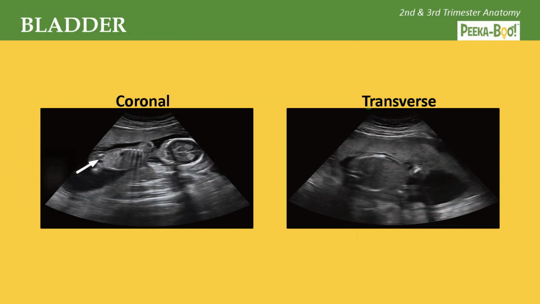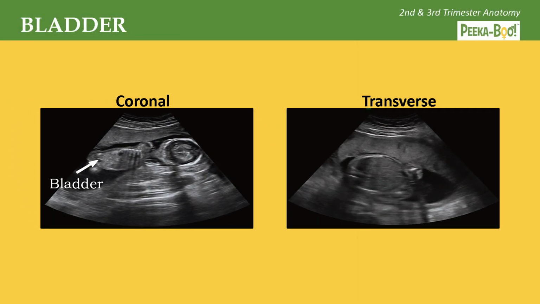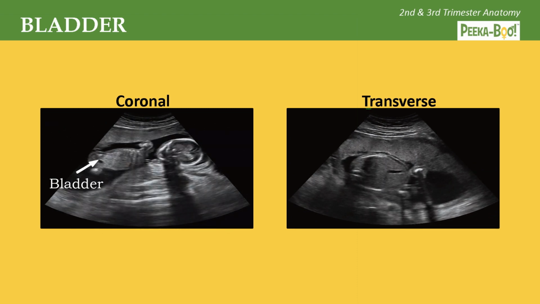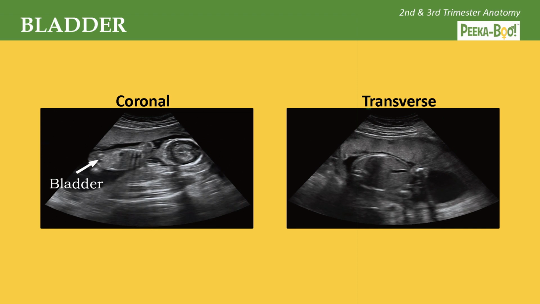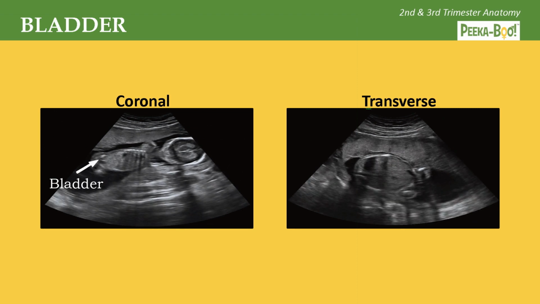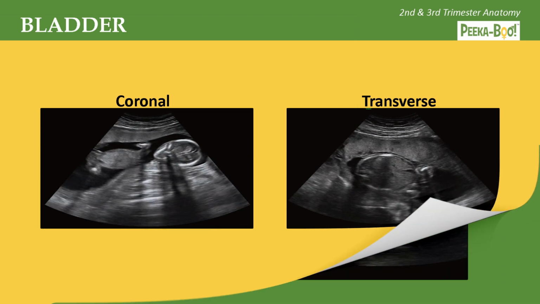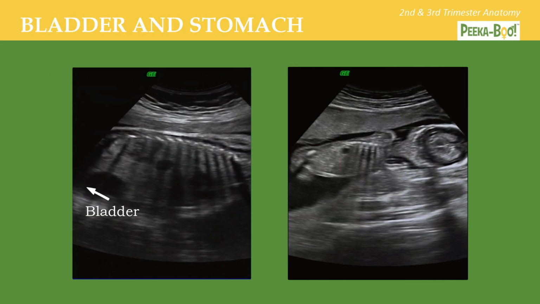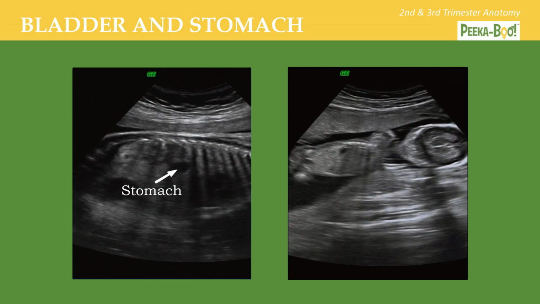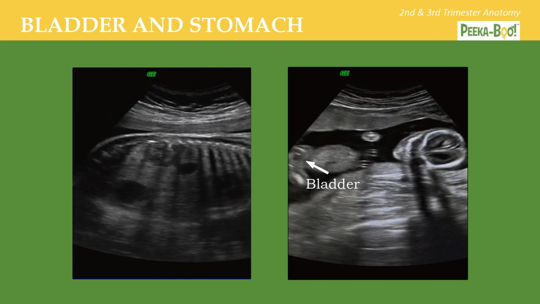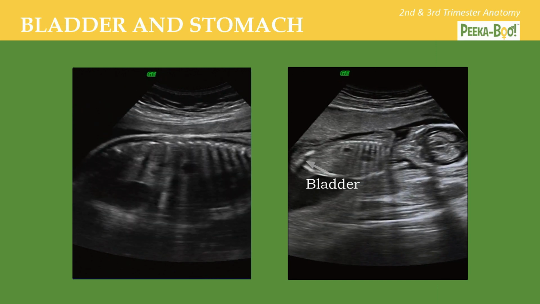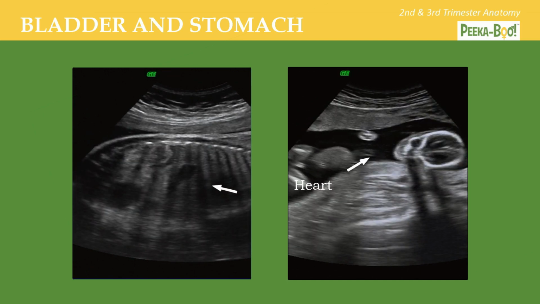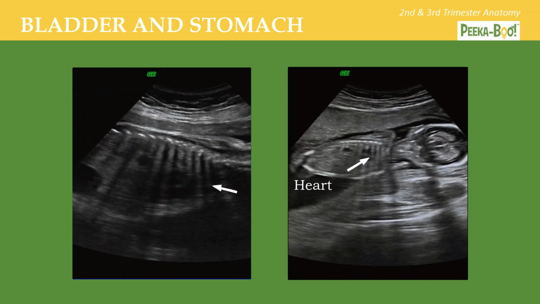The bladder contains urine, so it is black. It can normally be different sizes. The left image is a coronal view of the bladder, the right image is a transverse view. It is sometimes easy to confuse the bladder and the stomach, both are black. The bladder is low near the legs, the stomach is high near the ribs. We point out the heart in both of these images to further help orient you.